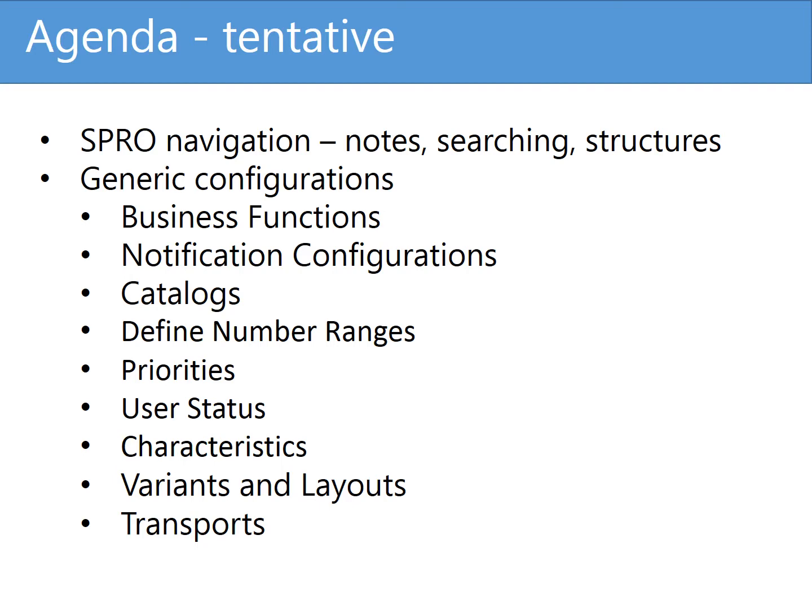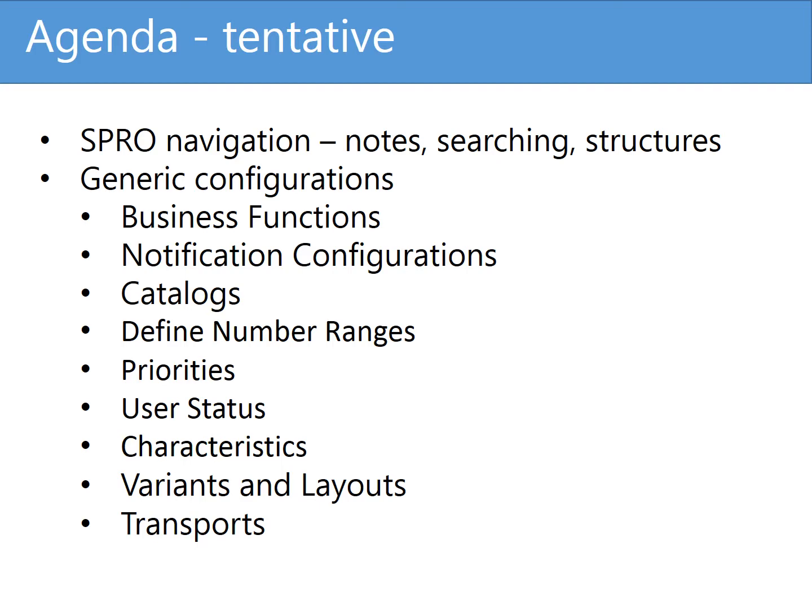Notification configurations, it's not just for plant maintenance, it's also for service orders, quality orders, quality notifications. And some companies use notifications for like a help desk. Some use it for a wide variety of things. So understanding all the configurations of notifications is very useful. And the catalogs that go with that. So understanding what is a catalog and the different things you can do inside SAP catalogs.